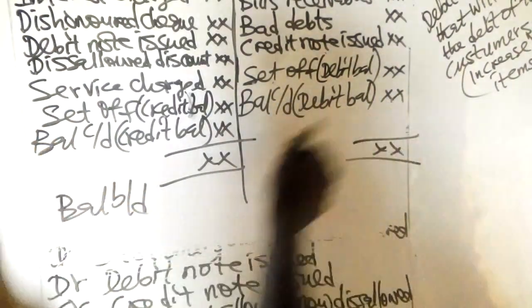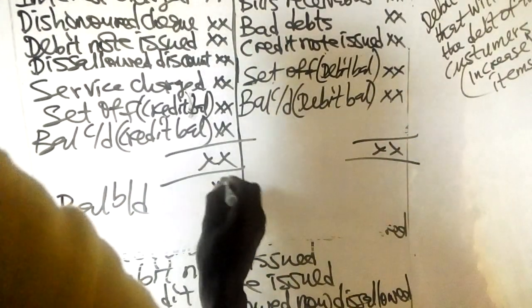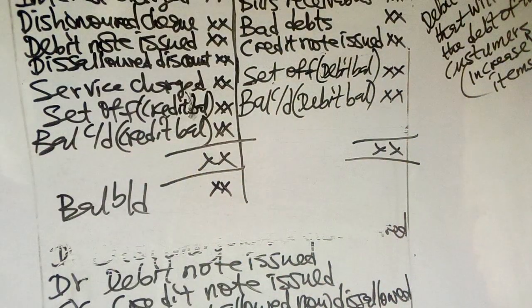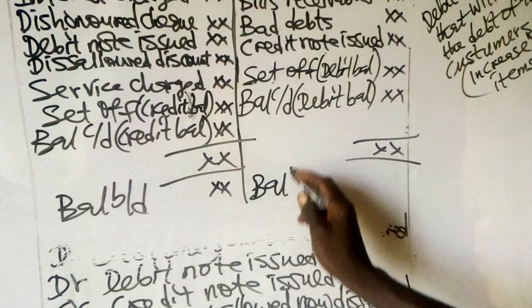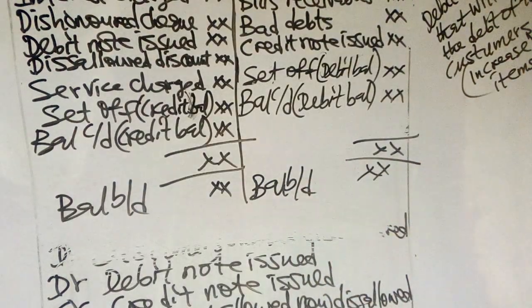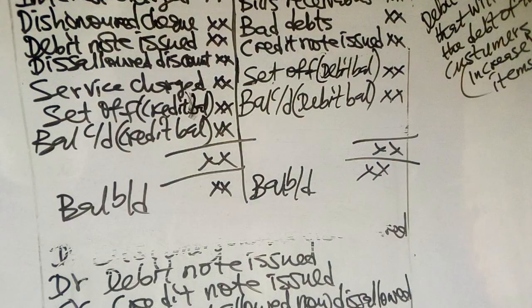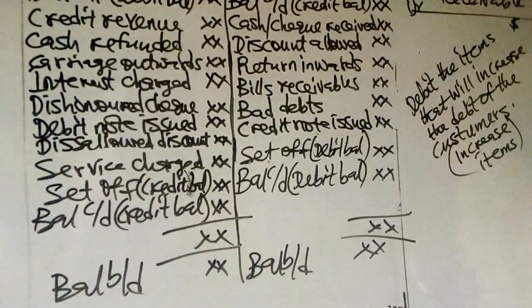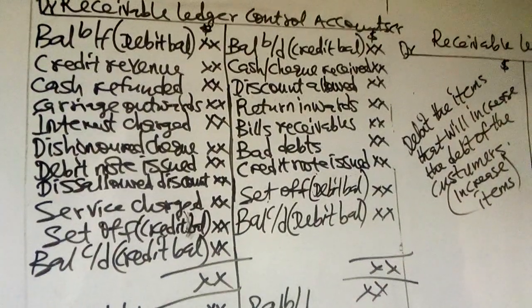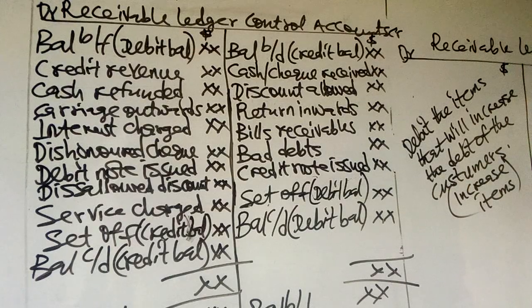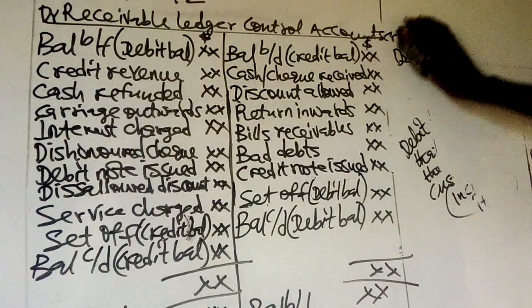Balance brought down. What was carried down here will be brought down here, and the closing balance carried down on the debit side, you are going to bring it down as an opening balance for the next period. That is the format for preparing the receivable ledger control accounts.